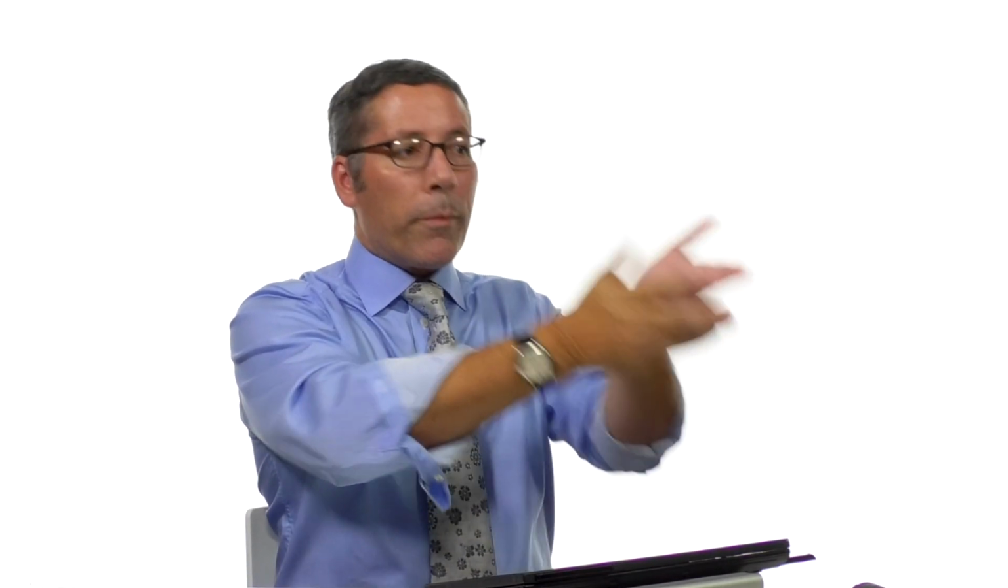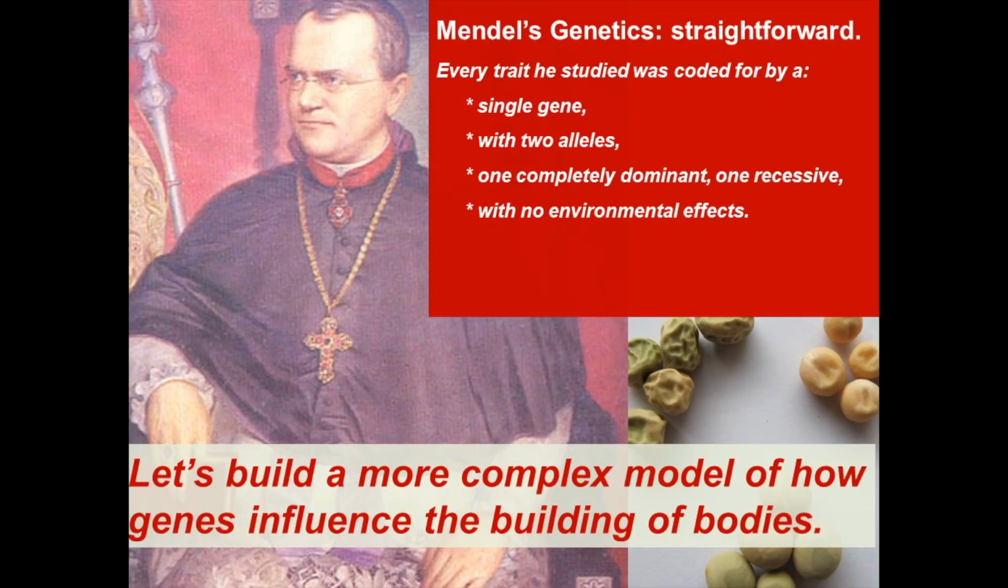Now, recall that when Mendel was first exploring inheritance, why do offspring resemble their parents more than some other individual in a population? He looked at a lot of different traits, 7 different traits, but he was always looking at physical characteristics that were coded for by a single gene that had 2 alleles, one of which was completely dominant over the other. There were no environmental effects, and so on.